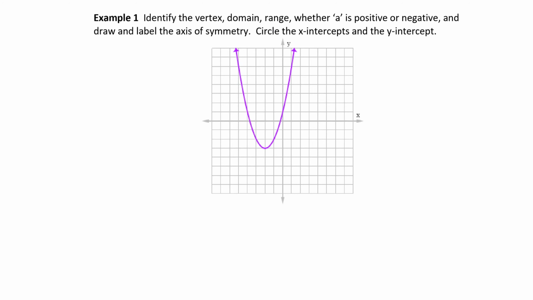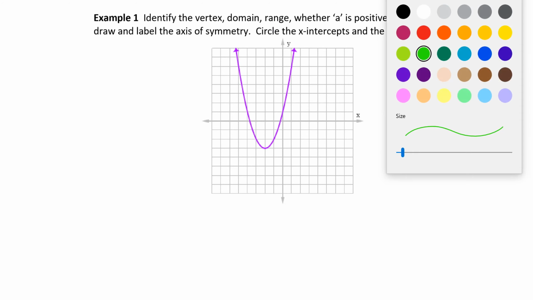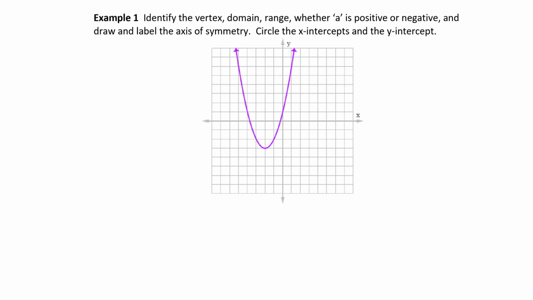Example 1: identify the vertex, domain, range, whether a, remember that represents the leading coefficient, is positive or negative, and draw and label the axis of symmetry. Circle the x-intercepts and the y-intercept. So let's start with the orientation of this parabola. The parabola opens up. Since the parabola opens up, we know that its leading coefficient is positive. So we can say since the parabola opens up, the leading coefficient is positive.